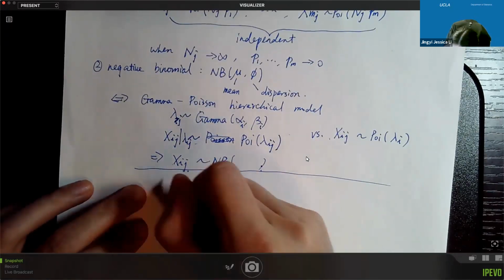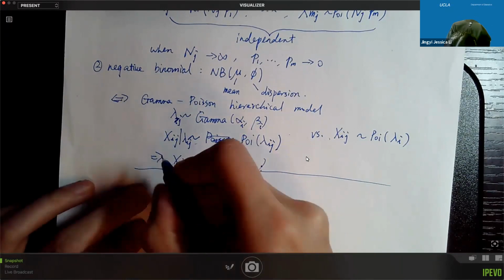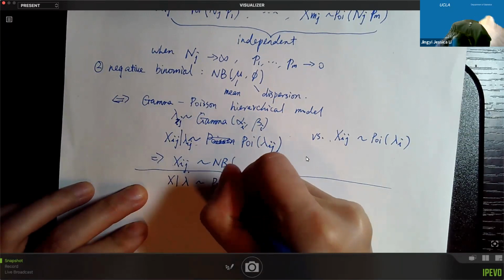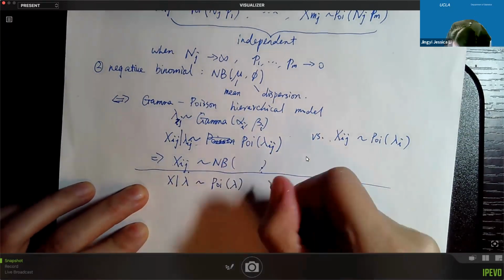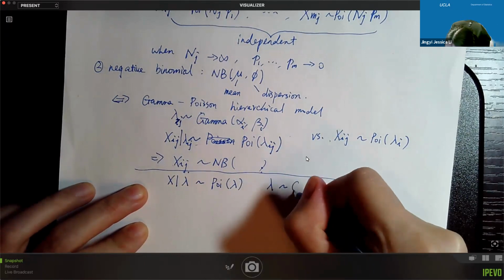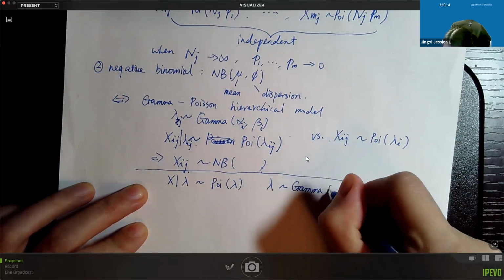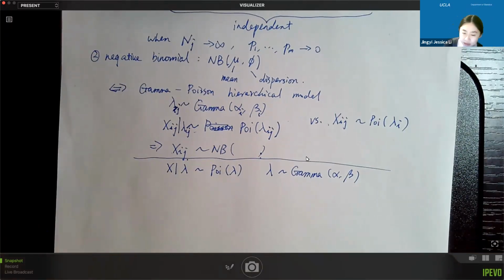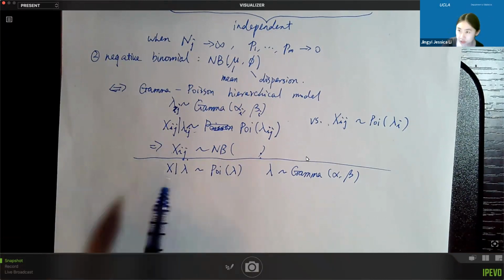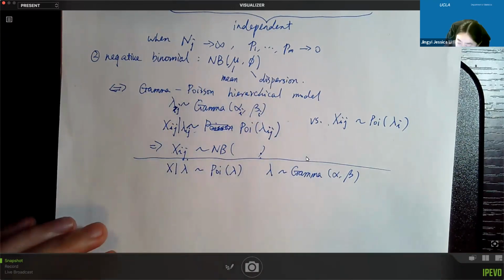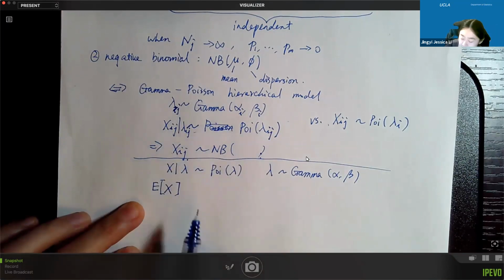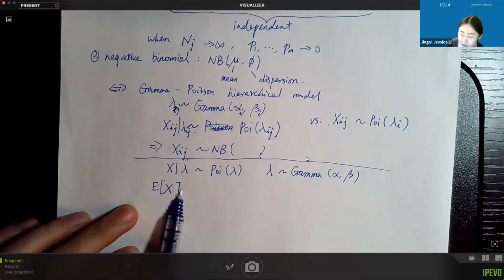The first one is that, let's say I have X given lambda follows Poisson(lambda), and then lambda itself follows Gamma(alpha, beta). One important formula is about the expectation given the conditioning, which is often called the Tower rule. What this says is that we can write the expectation of X without conditioning on lambda. This is what we call the marginal distribution.